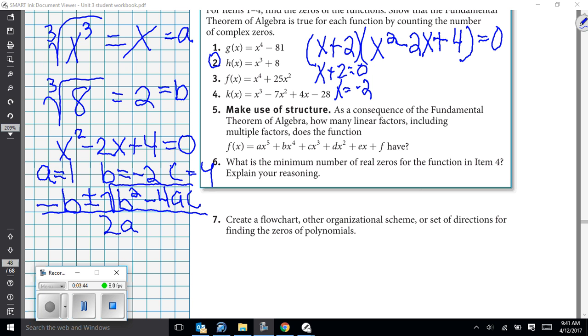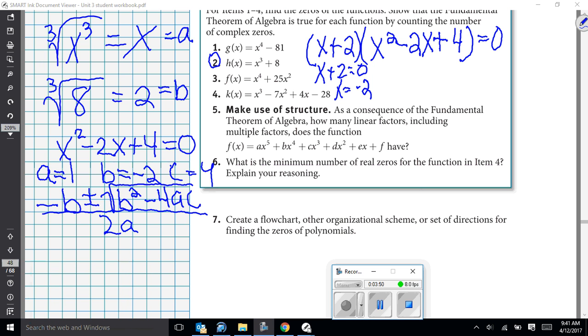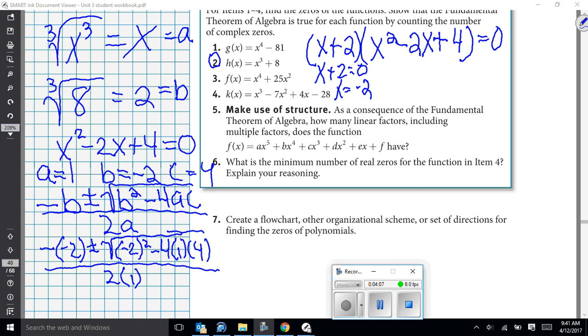So now we're just going to substitute in our a, b, and c into the formula. So we have negative 2 plus or minus the square root of negative 2 squared minus 4 times 1 times 4, all over 2 times 1.